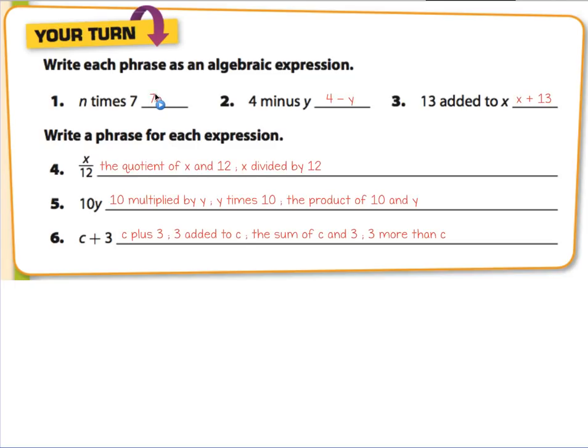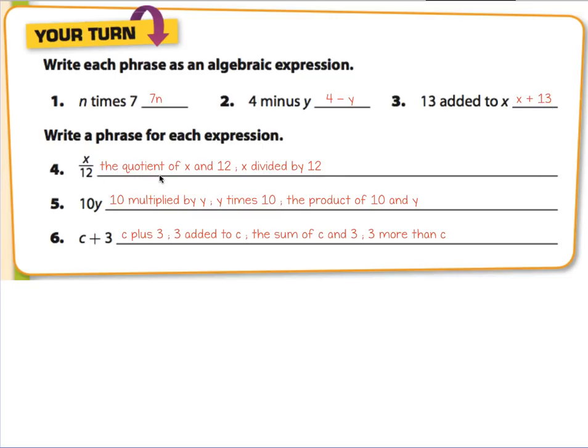All right, so you should have had 7n, and you could have had a multiplication sign in between. That's fine, but let's try to get away from that. 4 minus y would have stayed in that order because it's 4 minus the y, so you are taking the y away from the 4. 13 added to x. The order does matter here because you're adding to the x. So you're starting with x and then you're adding 13 to that. So you have to have the x first and then add the 13.